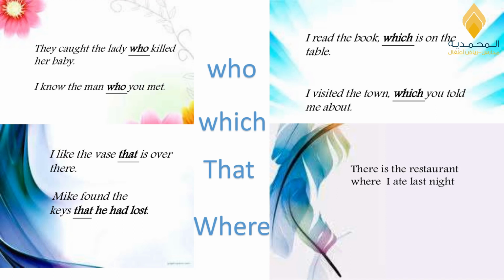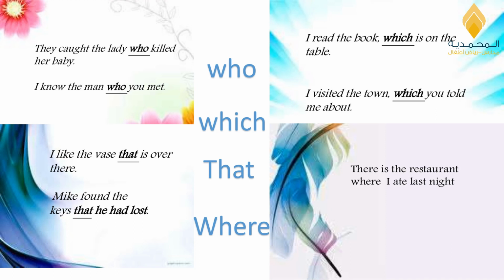They caught the lady who killed her baby. Here we use the relative pronoun who because it is talking about the lady. I know the man who you met. That's why we use who here because we are talking about the man. I read the book which is on the table. We are talking about the book and the suitable relative pronoun for the book is which.